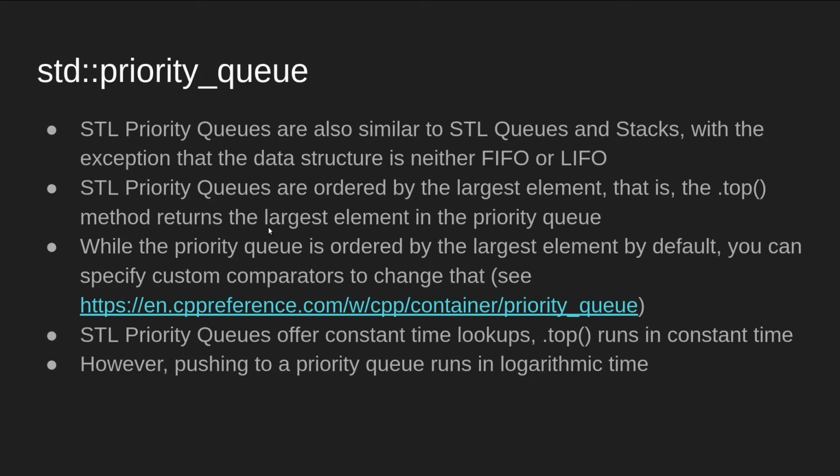There's also priority queues, which are similar to STL queues and stacks, except that their data structure is neither FIFO nor LIFO. It's actually ordered by the largest element, so if you call .top, it will return the largest element in your priority queue. By default, it's ordered by the largest element, but you can also change that. You can use your own custom comparators. You can see that in the documentation.